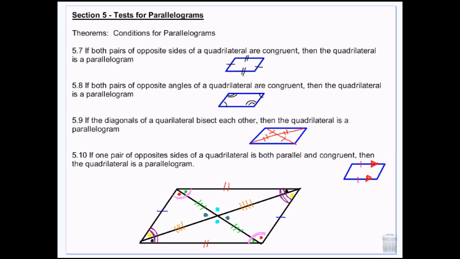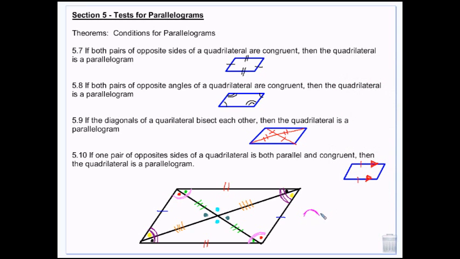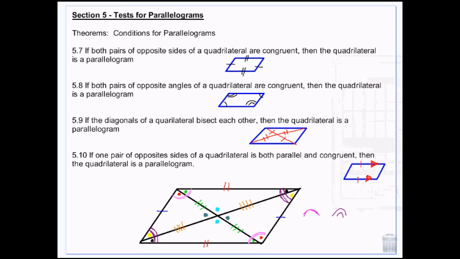Okay. We get the single pink plus the double purple will equal 180. Okay. Now, to be a parallelogram, though, it's these tests. All right, so if you are a parallelogram, you have these properties. If you have these properties, then you are a parallelogram. It goes both directions. Questions on that?